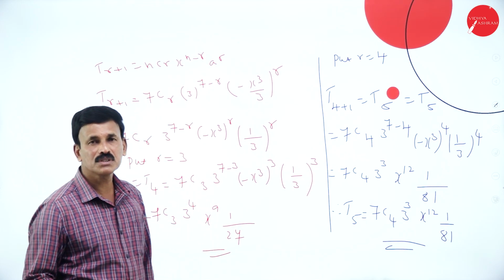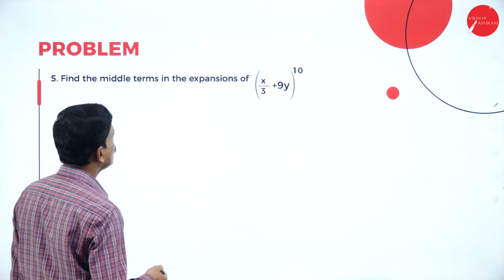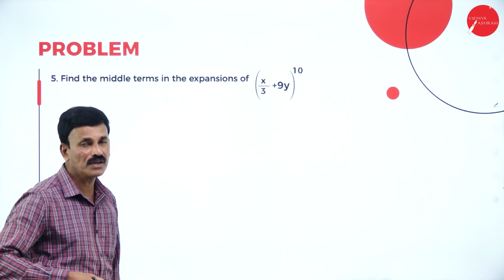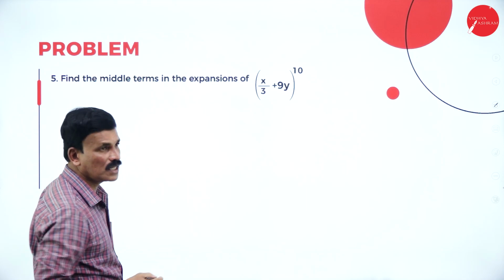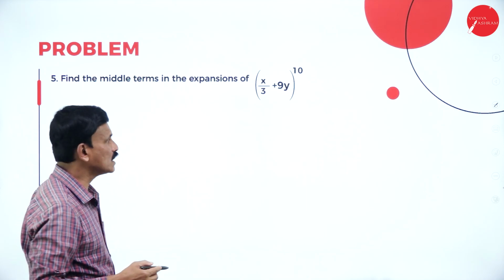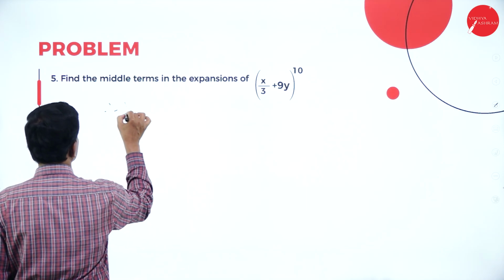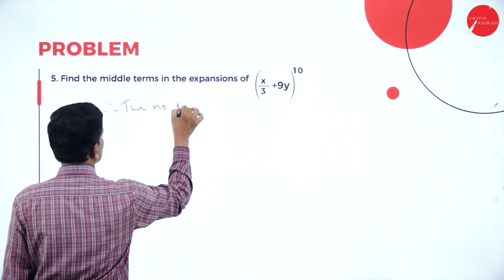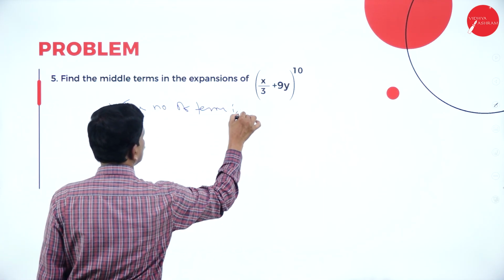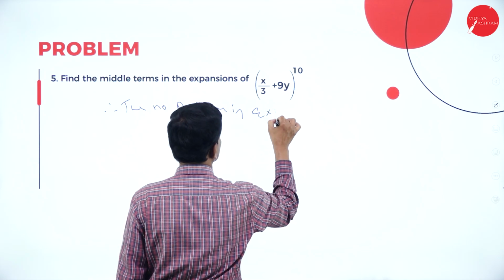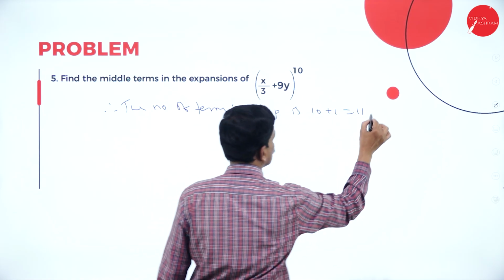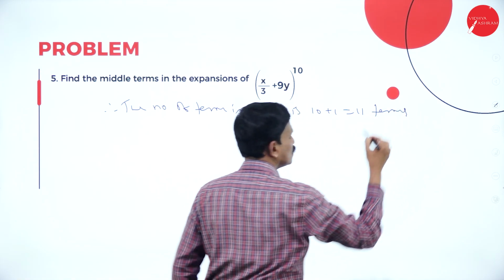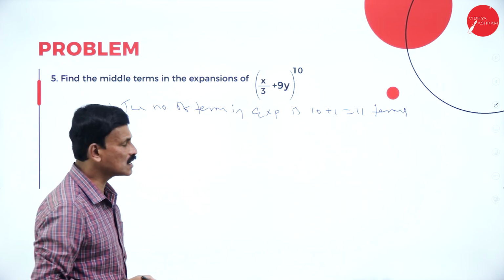Right. Now let us come to the next problem. Find the middle term in the expansion. So how to find the middle term in the expansion? Since how many terms are there? 10 plus 1, 11 terms. So here the number of terms in the expansion is 10 plus 1, that's equal to 11 terms. There are 11 terms. Now we have to find the middle term in these 11 terms.